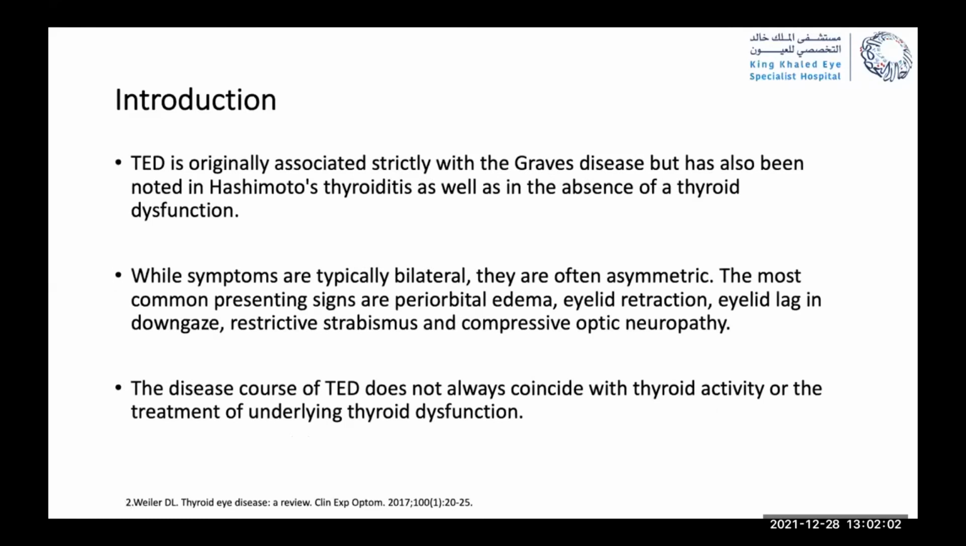Thyroid eye disease was originally associated strictly with Graves' disease, but has also been noted in Hashimoto thyroiditis, as well as in the absence of a thyroid dysfunction. While symptoms are typically bilateral, they are often asymmetric. The most common presenting signs are periorbital edema, eyelid retraction, eyelid lag in down gaze, restrictive strabismus, and compressive optic neuropathy. The disease course of thyroid eye disease does not always coincide with thyroid activity or the treatment of underlying thyroid dysfunction.